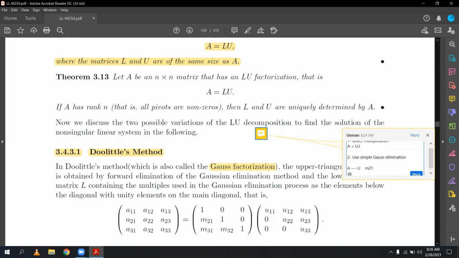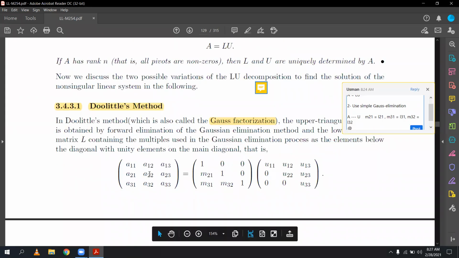We need 3 multipliers: M21, M31 exactly the same as L21 and L31, and M32, sorry, M32 will be exactly the element L32 we need. This is the thing we have. This is your A, and this is your L21, L31, and L32. This we have to find, and this is U.